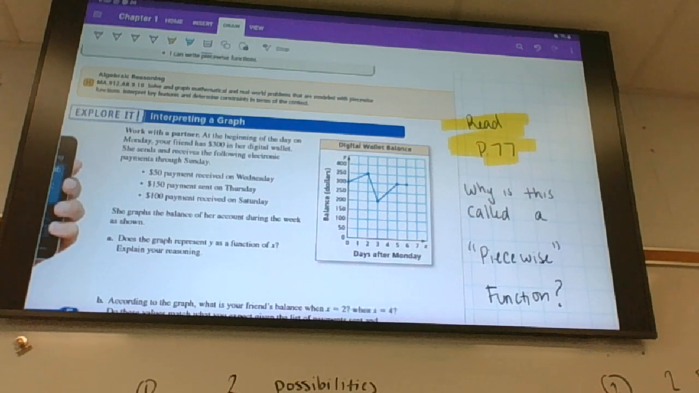So they had 300. They made $50 in 2 days, $25 a day. They spent their money. They made their money again, and then from day 5 to 6, their money stayed the same. It's not the same rate of change forever. So it's broken into different pieces, piecewise function.